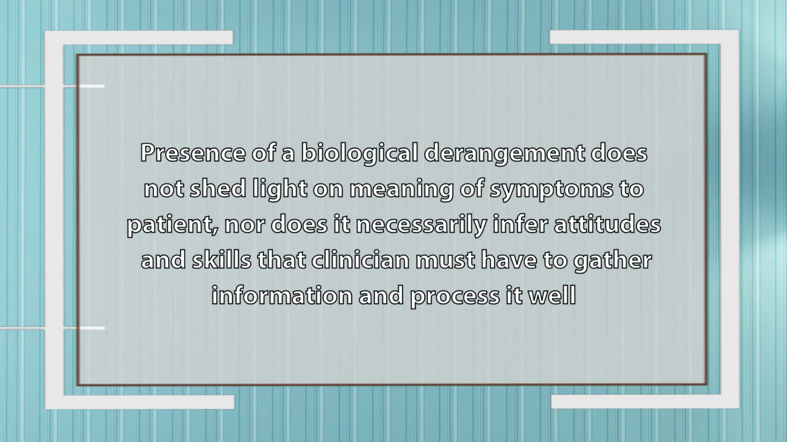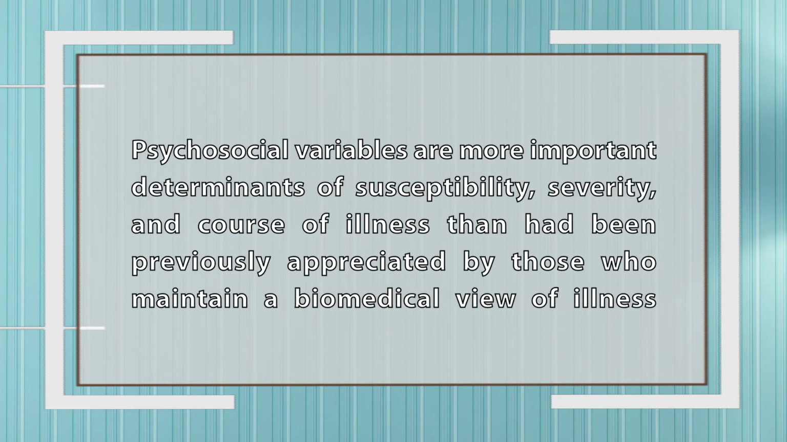Psychological alterations may, under certain circumstances, manifest as illnesses or forms of suffering that constitute health problems, including, at times, biochemical correlates. 2. The presence of a biological derangement does not shed light on the meaning of the symptoms to the patient, nor does it necessarily infer the attitudes and skills that the clinician must have to gather information and process it well. 3. Psychosocial variables are more important determinants of susceptibility, severity, and course of illness than had been previously appreciated by those who maintain the biomedical view of illness.